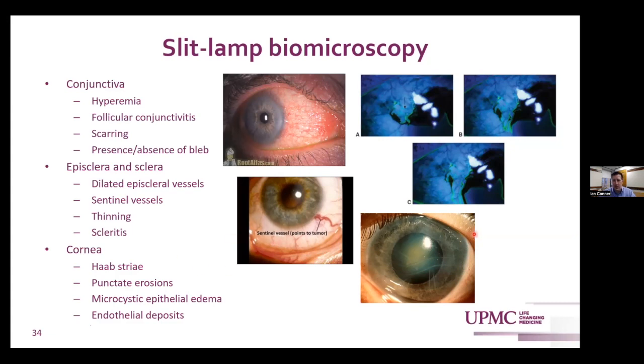Then you're going to look at the cornea, and down here you see an example of Haab striae. In congenital glaucoma, they're usually these oblique or horizontal striae compared to, like, forceps injury striae, which tend to be more vertical. Tape erosions from medication use, microcystic epithelial edema from high IOP or medication use, and endothelial deposits from the disease itself or from the medication.